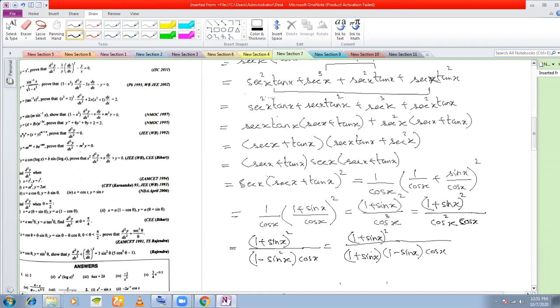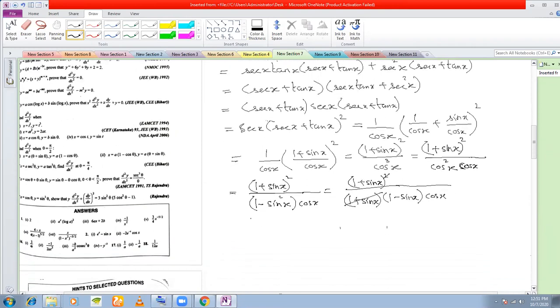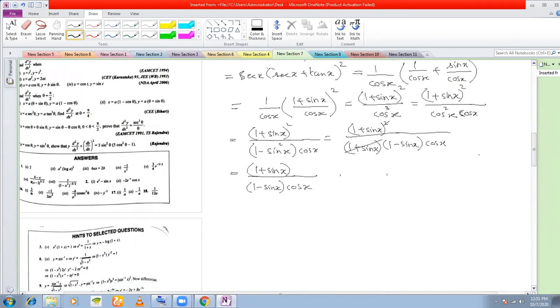So what happens here, this 1 plus sin x just cancels off. So you're only left with (1 plus sin x) by (1 minus sin x) into cos x. Okay, so this is now what you have to prove. This is equal to cos x by (1 minus sin x) whole square.